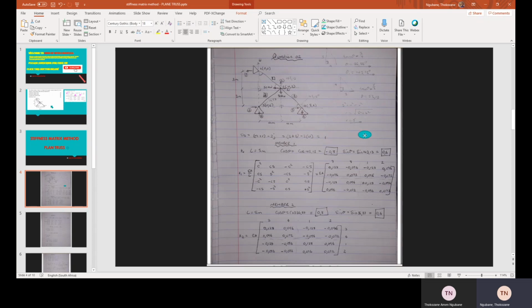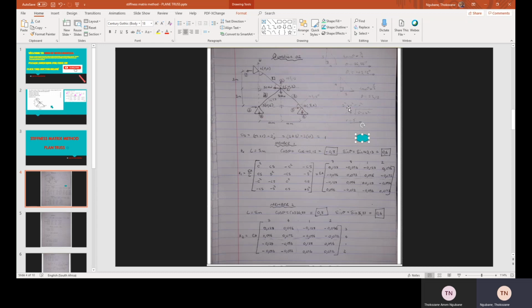The first thing we need to start our stiffness matrix is to find the length of each member. Let's start with member 1. We got that it's 5 meters long. How did we find that it's 5 meters? I used the Pythagoras theorem here, which says x squared equals y squared.